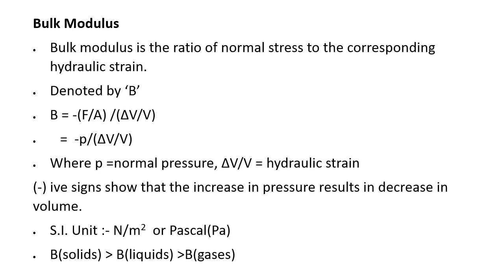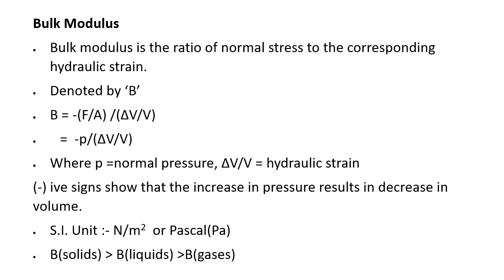That means F by A, you can put it as the normal pressure. So, B is equal to, or K is equal to, minus P divided by delta V by V, or you can say minus P into V divided by delta V. The negative sign shows that the volume decreases with the increase in stress.